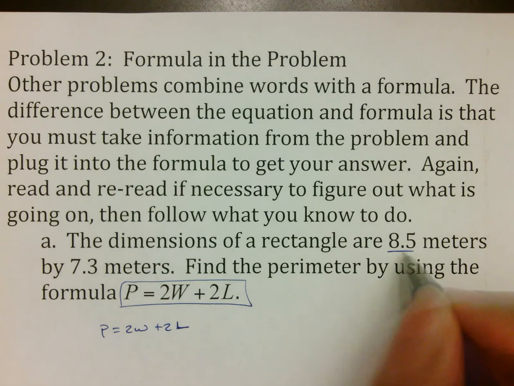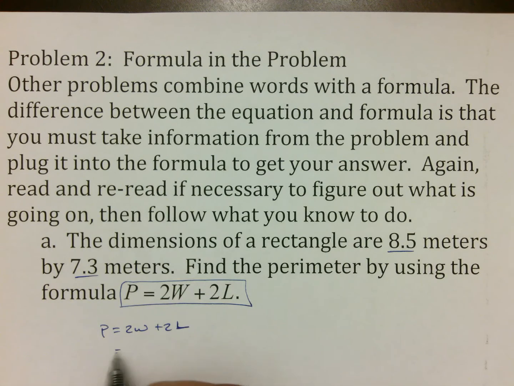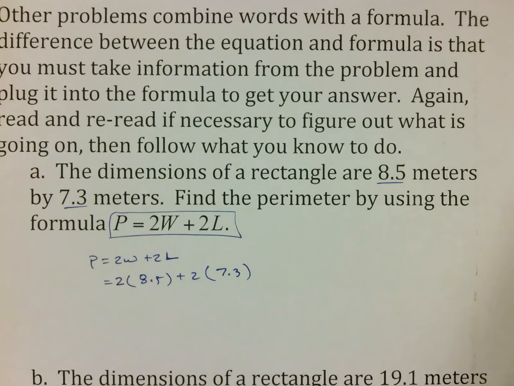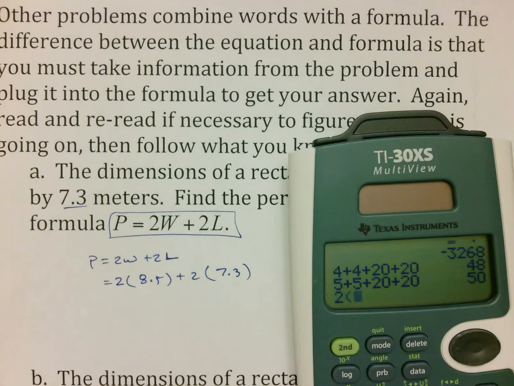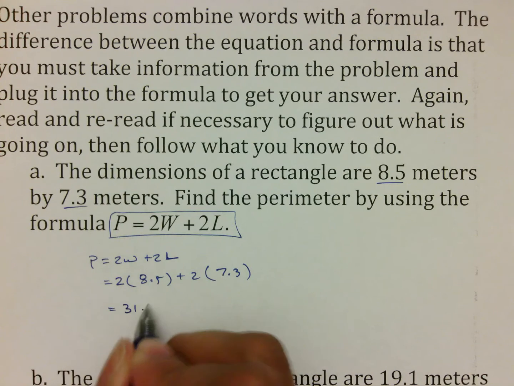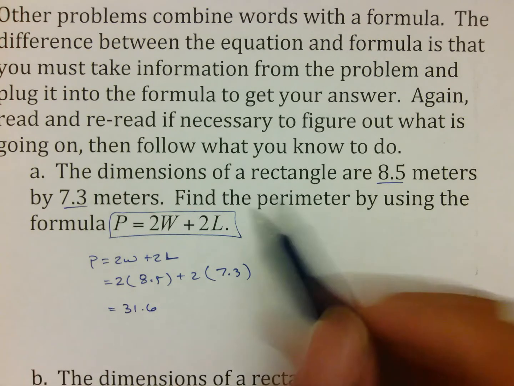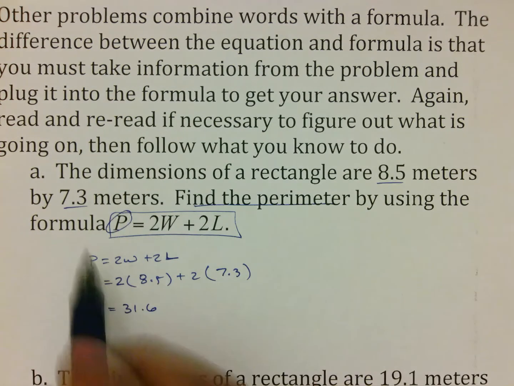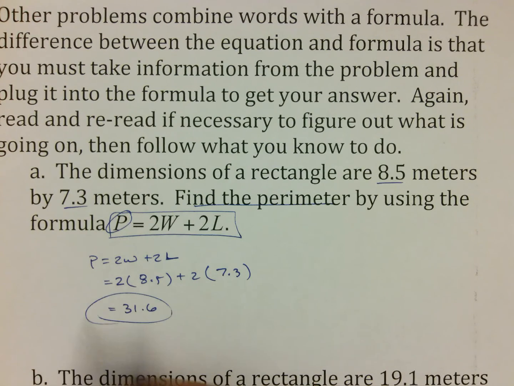So we'll just call that my W and that my L. So you would simply put 8.5 in for W plus 2 parentheses, instead of L we're going to do 7.3. And as you know, what we've learned to do is just type this in the way we've seen it: 2 parentheses 8.5 plus 2 parentheses 7.3, which gives us the answer 31.6. Going back to make sure we have it, it wants the perimeter, which it says is P. So that is your answer of just 31.6.